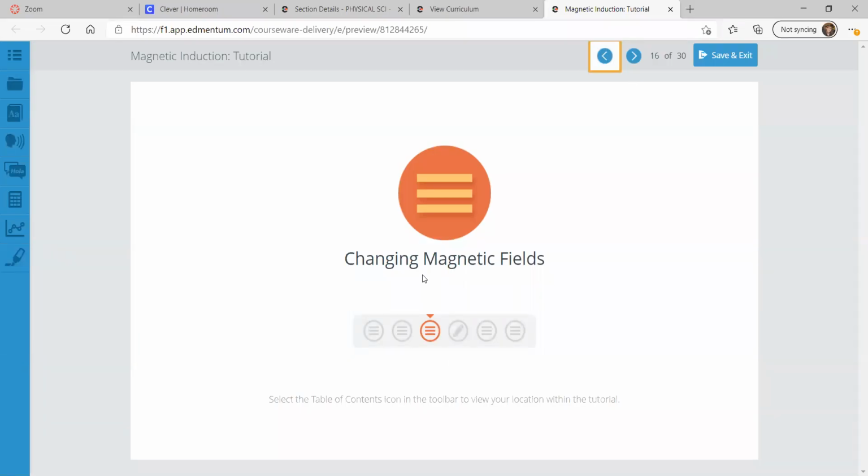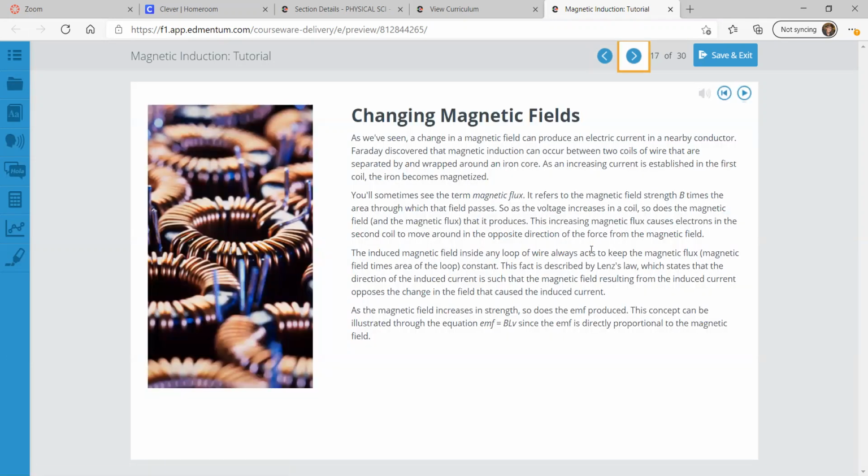Hey, it's Mr. Shrum, and we're picking up where we left off on the magnetic induction tutorial, and we were just getting into changing magnetic fields. So last time in this lesson, we've seen a change in a magnetic field can produce an electric current in a nearby conductor.